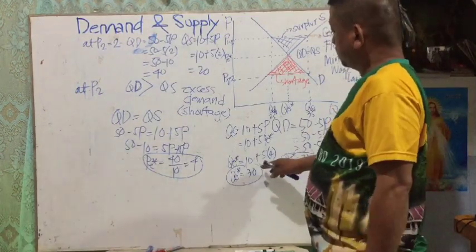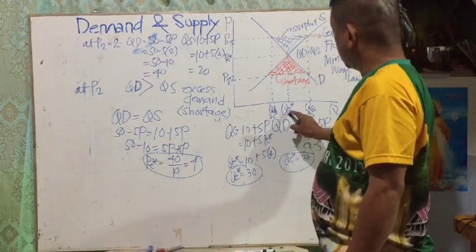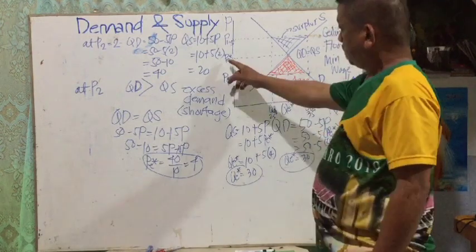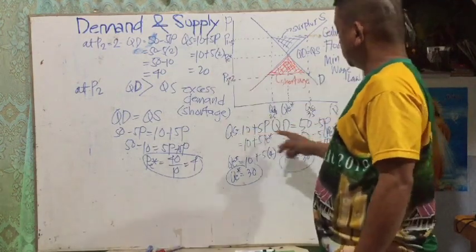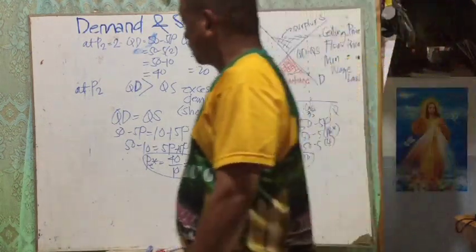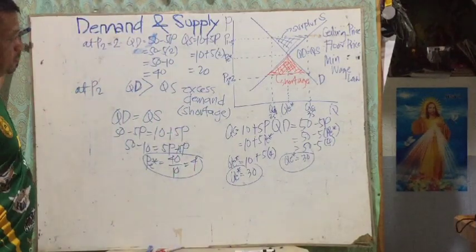Okay, so this is now where QE, the equilibrium quantity, is 30 and the equilibrium price is 4, having these two equations. Okay, so that is for market equilibrium.